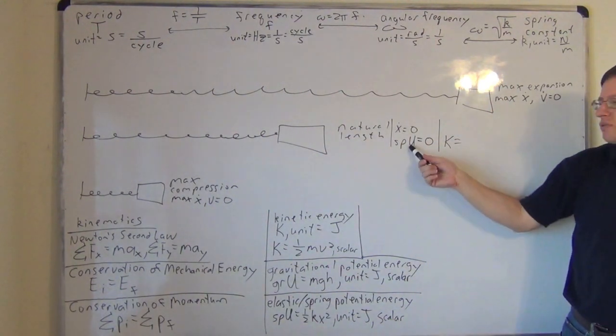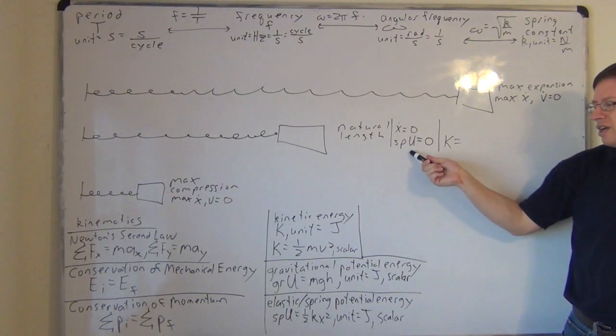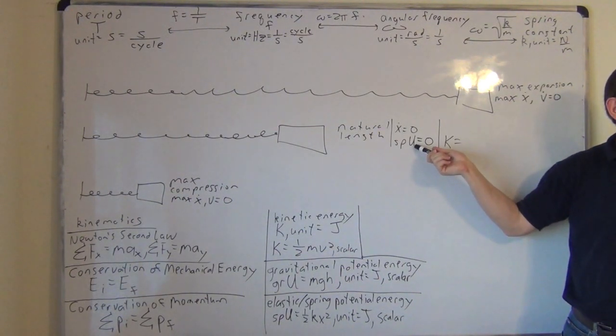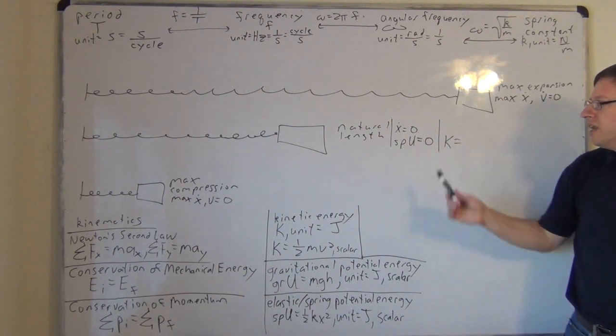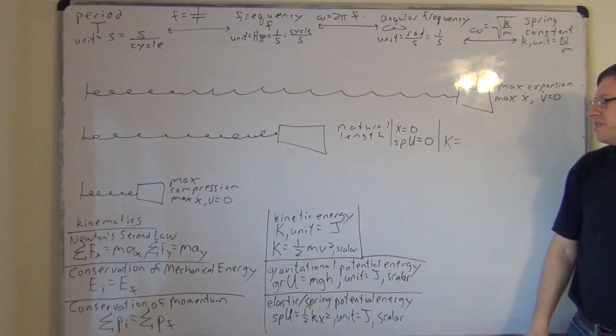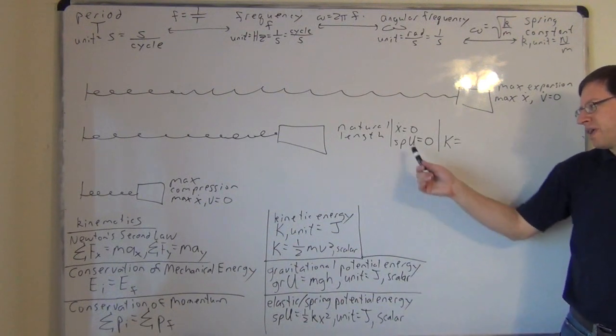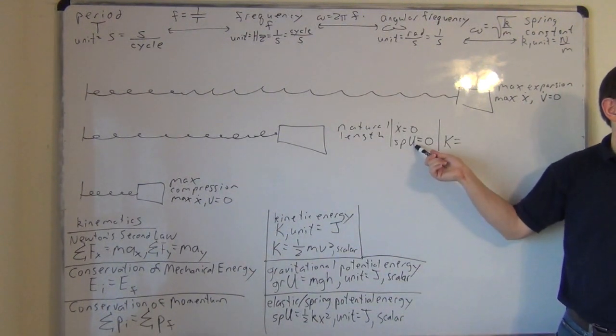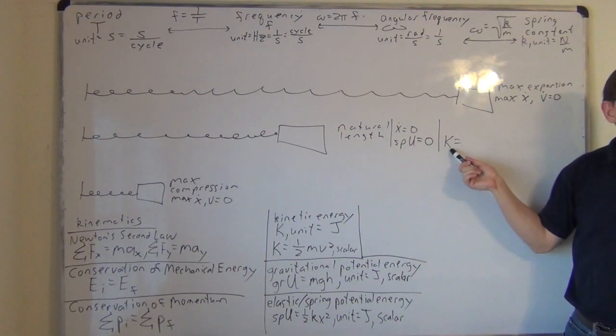Now we said the spring energy was zero. So where did all the energy go? It has to be equal to the spring energy at its max. That's right. I was going for something a little bit simpler, but that's right. So if the spring energy is zero, where did all the energy go? All into kinetic energy. So this is the point where kinetic energy must be maximized.